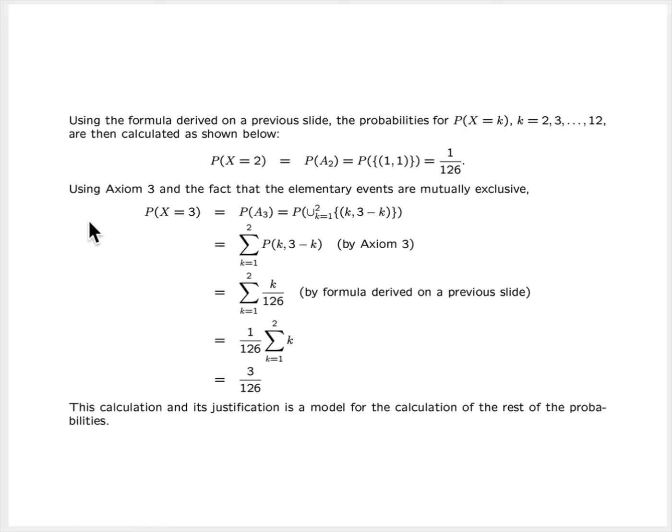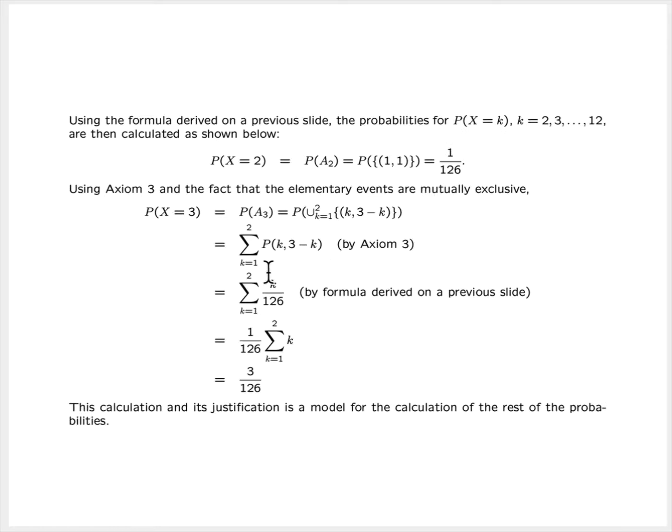Now, using axiom 3 and the fact that the elementary events are mutually exclusive, which they are, then the probability that x is equal to 3, which is equal to the probability of A3, is then going to be the probability of the union, k going from 1 to 2, of these elementary events. All right? And so then, by axiom 3, because these elementary events are mutually exclusive and they're then combined with union, the probability of the union of events is just the sum of the probabilities of the individual events.